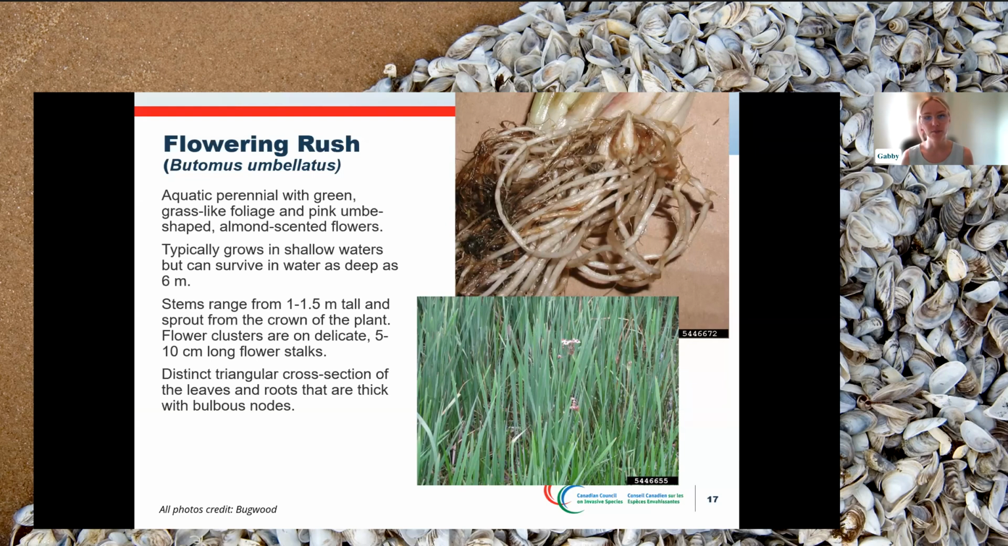And the species is unfortunately really great at spreading. It can be found in shallow waters, but also in deeper waters up to 6 meters in depth. It doesn't always produce flowers, but most often you would see them. The shallower the water, the more likely it is to produce the flowers.